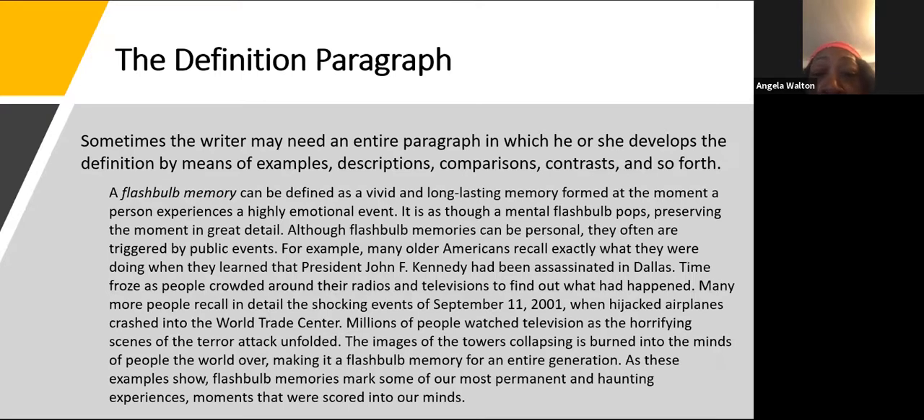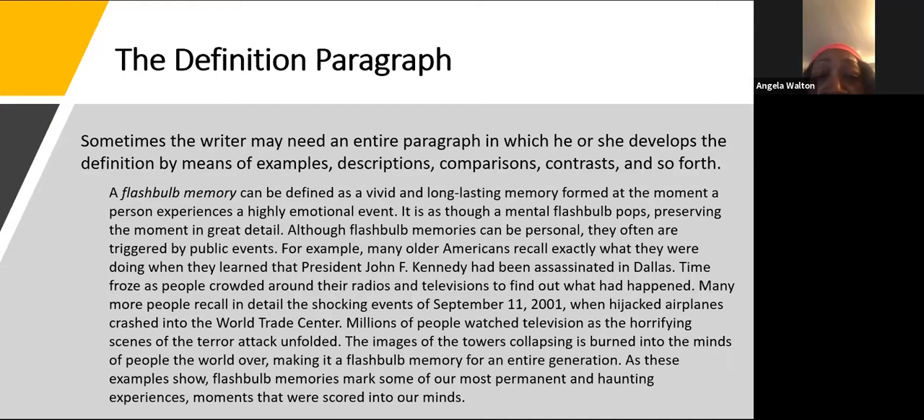Although flashbulb memories can be personal, they often are triggered by public events. For example, many older Americans recall exactly what they were doing when they learned that President John F. Kennedy had been assassinated in Dallas. Time froze as people crowded around their radios and televisions to find out what had happened.